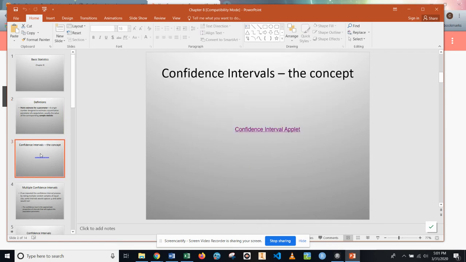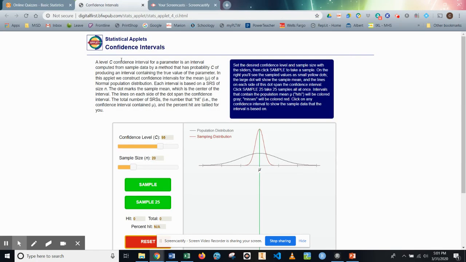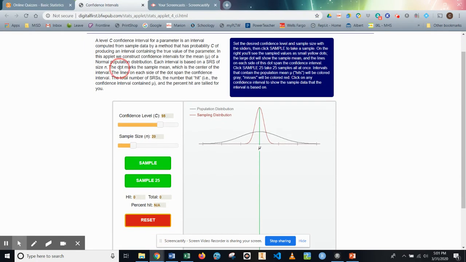So the next slide takes us to an applet. So I'm going to jump into my browser window here so you can see it. On this graphic, what you have in the middle, the green line, is marked as mu. That would be the population mean. Now, when you're building a confidence interval, this is not something you know. If you knew what that population mean was, you wouldn't even build a confidence interval, because the purpose of building a confidence interval is to estimate that number. And if you already know it, there's no point in estimating it. So that is just so we can see whether or not our interval is going to capture it.